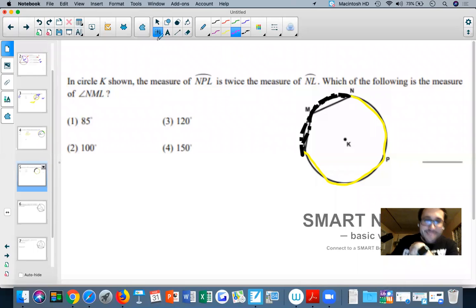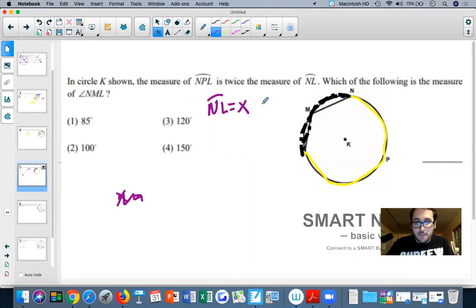And we're back again. Oh, Riley. All right, so they actually want us to set up some kind of equation. So it's telling us that NPL is twice the measure of NL. But we don't know what arc NL is. So we're going to say that NL, that arc, is X. We don't know. But didn't we say NPL is twice of that? So twice of X is 2X. So this black piece is X, and this yellow piece is 2X, because it's twice the black piece.